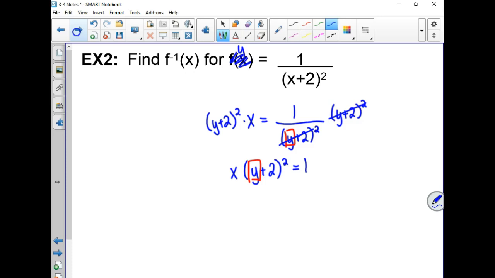What would we get rid of first? The x. How do we get rid of the x? Right now it is multiplied by that parentheses, right, because it's right next to it. So to undo multiplication, we divide. So we divide by x. That cancels there. So now we have y plus 2 squared equals 1 over x.